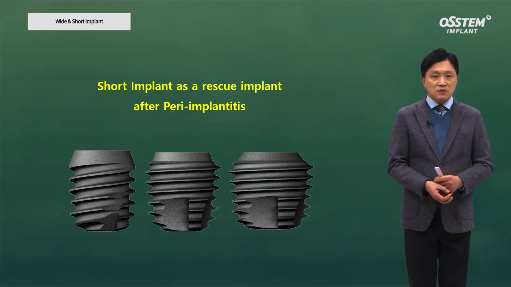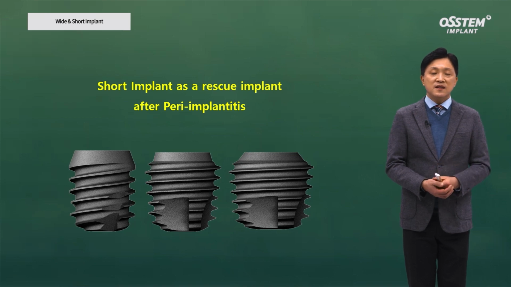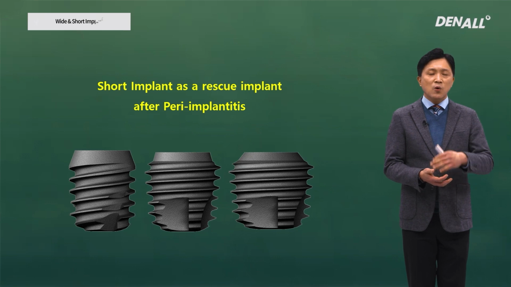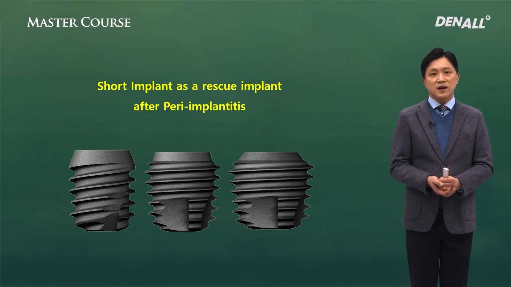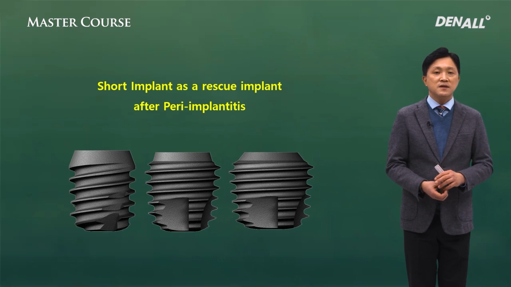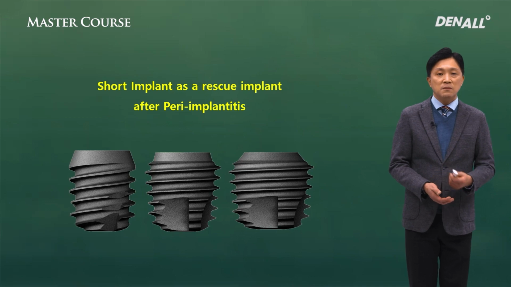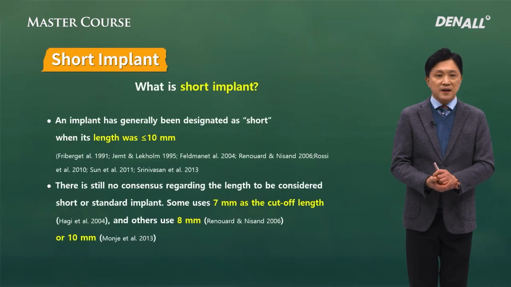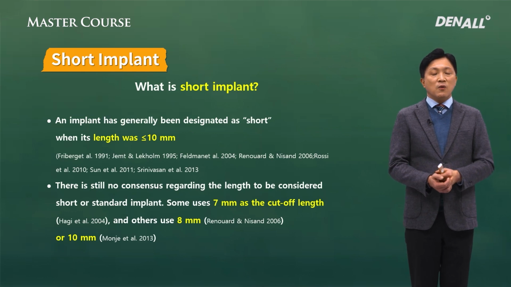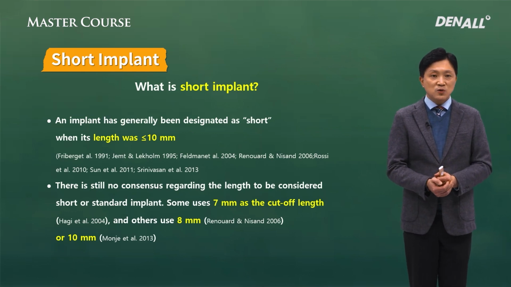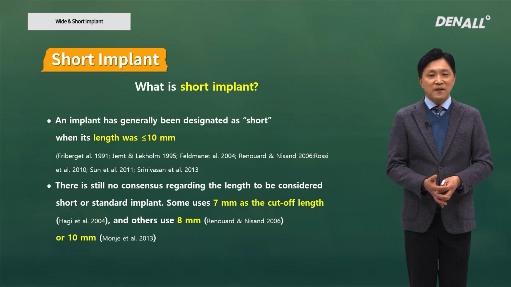And also, secondly, in case of peri-implantitis, in other words, where there's heavy bone loss, even if you do augmentation procedures, prognosis cannot be guaranteed. So in that case, a short implant can be used as a rescue implant after peri-implantitis.